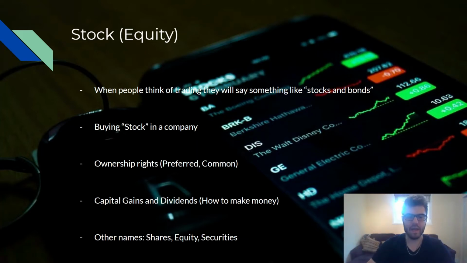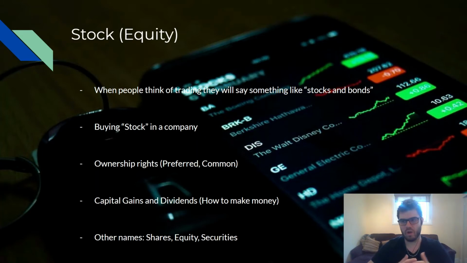Okay. Now, the way that you actually make money off shares is capital gains and dividends. Okay, so have you ever asked yourself, why do the prices actually oscillate? Why do they go up and down? Is that the company doing that, or what?